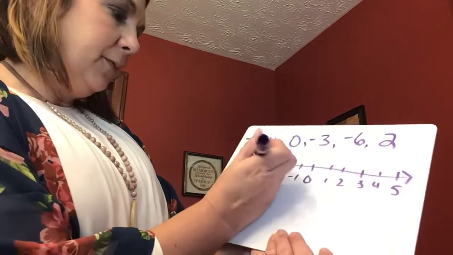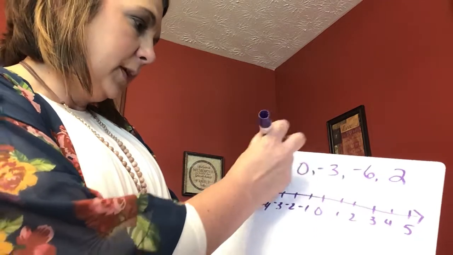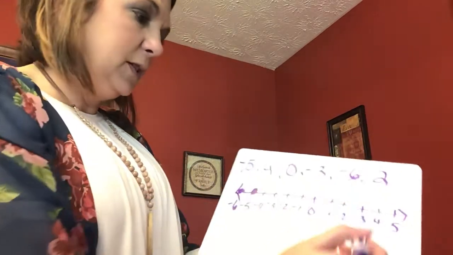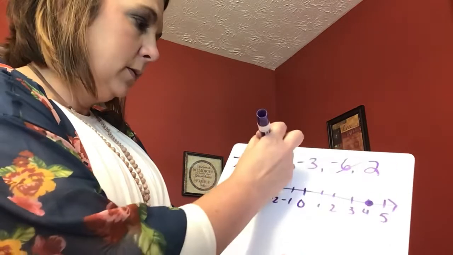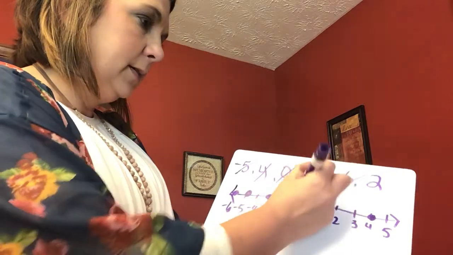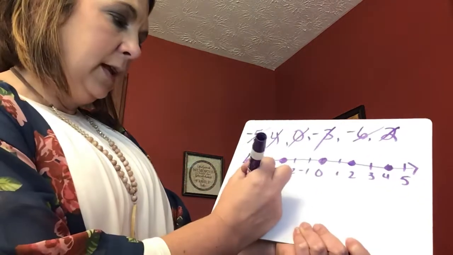So I have -5. Mark that one out. -6. Mark that one out. I should do this in order though. I have 4, 0, -3, and 2. So now I can write them in order.